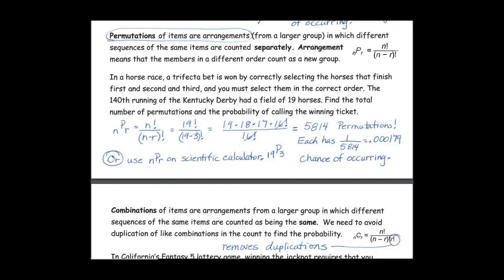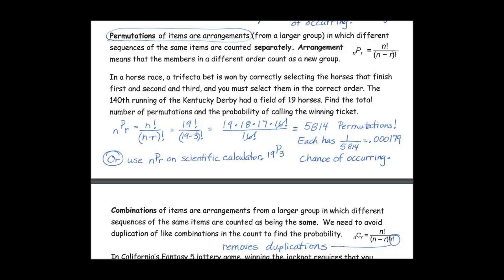Our next topic is permutations. And again, kind of a convoluted definition here. I would like you to understand the formula here and how it compares to the next thing that we're going to be doing. Permutations of items are arrangements from a larger group in which different sequences of the same items are counted separately. So arrangement means that the members in a different order count as a different group. So again, I think the best thing to do is talk about an example.